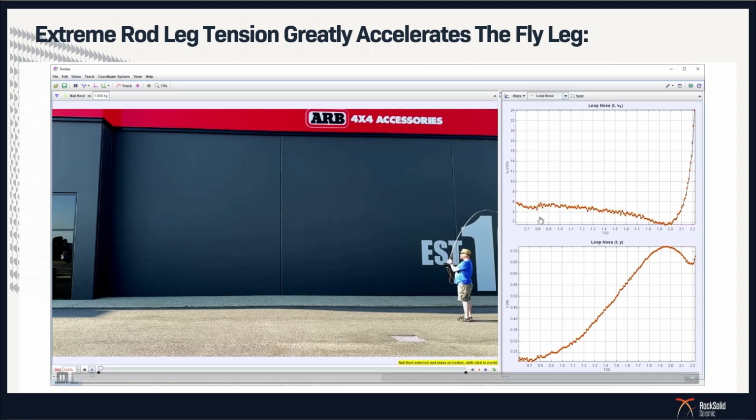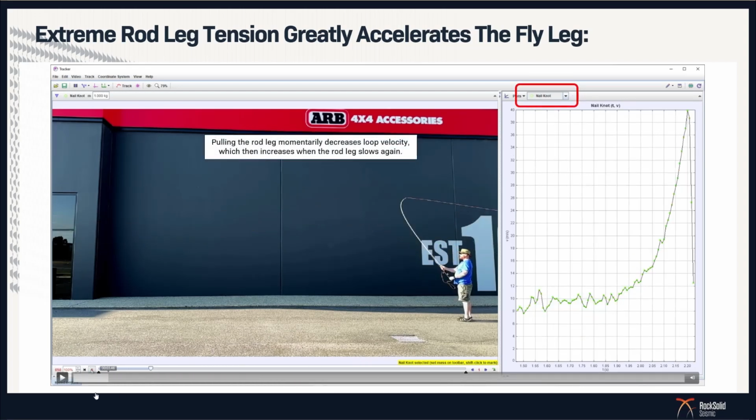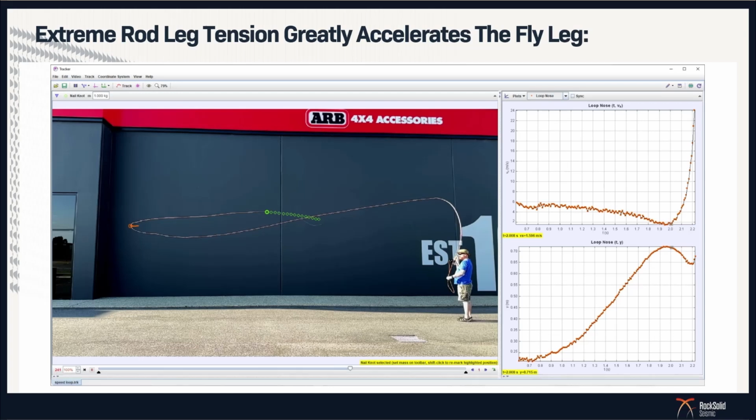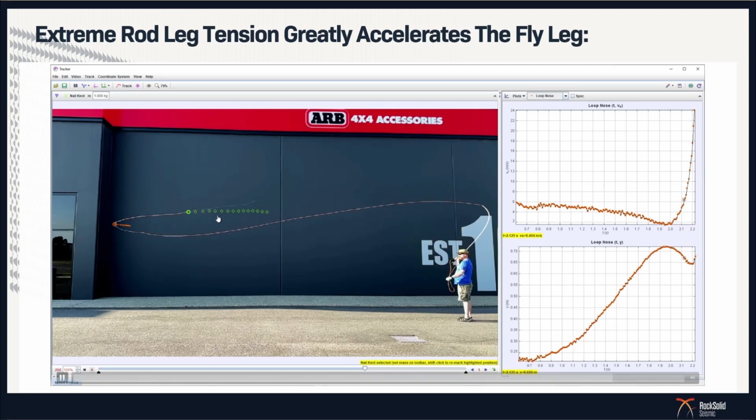So we started out with a rod tip speed around about where was it? Let me go back here. So this was a fast cast, so the rod tip speed would have been around about 8 meters per second. But when I pull the rod tip back during the cast like this, that rapidly increases the speed that the fly travels through the air at. And so adding tension increases the speed of the fly across the ground.